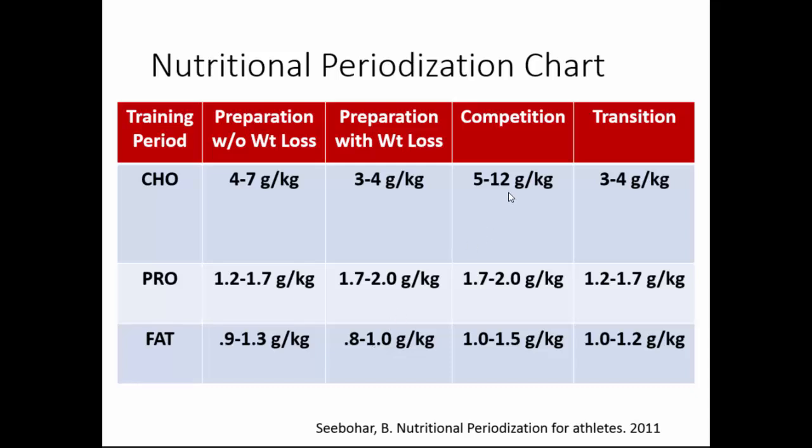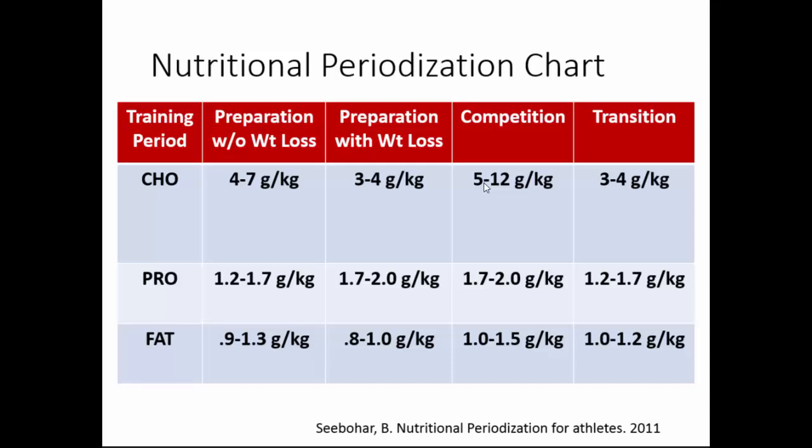And the biggest fluctuation you see is here in the competitive phase. In this competitive phase, you see a huge range, anywhere from 5 to 12 grams carbohydrate per kilogram of body weight. And that just depends on how much work your athletes are doing. If you're an endurance athlete that's training 4 or 5 hours a day, then you need to be closer to that 12. If you're a strength and power athlete, you're probably going to be somewhere around 7 to 9, somewhere along those lines. Again, it really does depend on the phase of training.